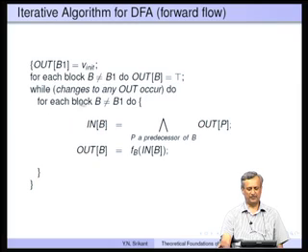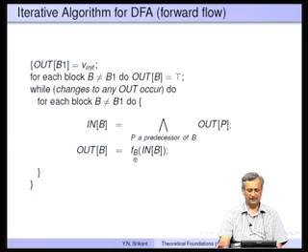The change part remains: while changes to any out occur, do, for each basic block B not equal to B1, do. So, we go on iterating until the out or in sets do not change anymore. So, in B is meet of out P, where P is a predecessor of B. We had union in the reaching definitions case, intersection in the available expressions case. So, the generic operator is meet.